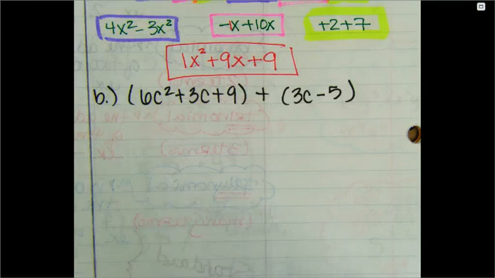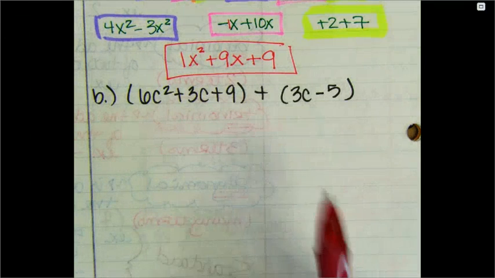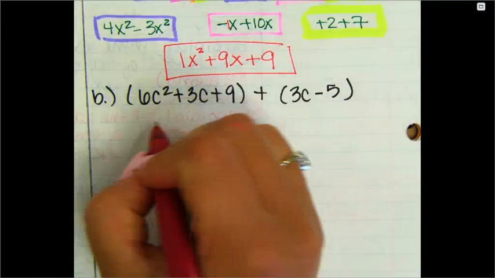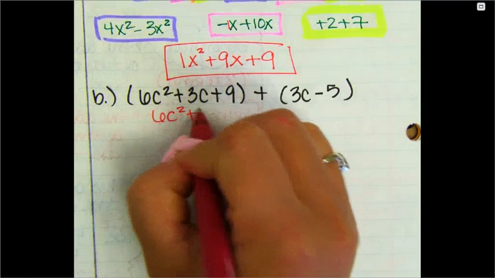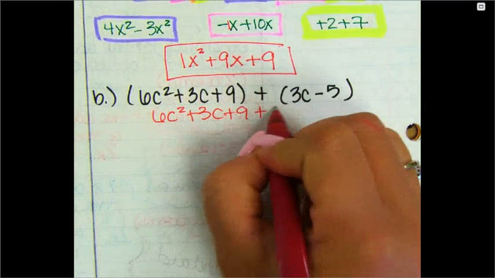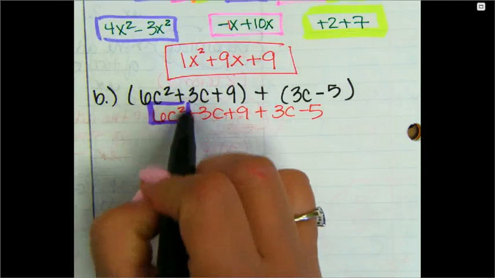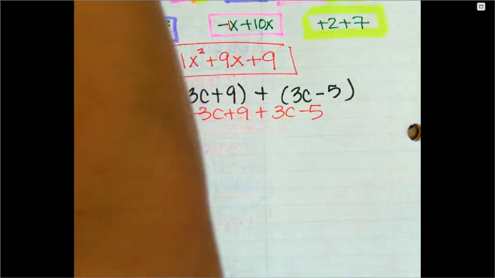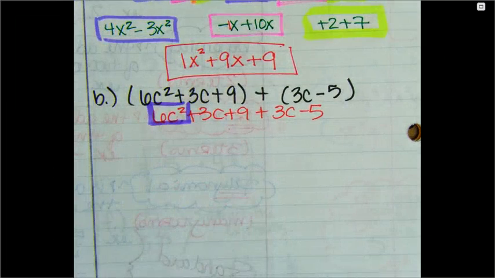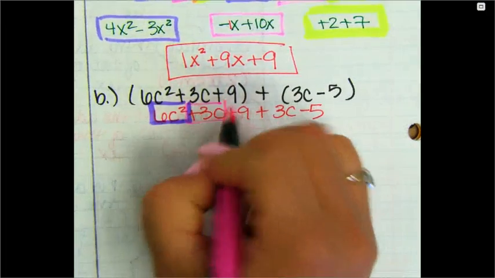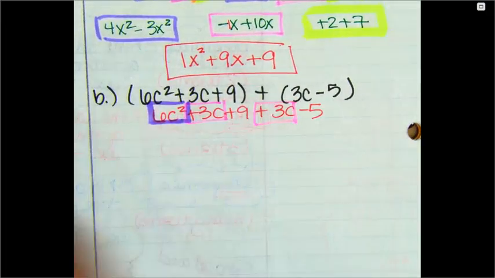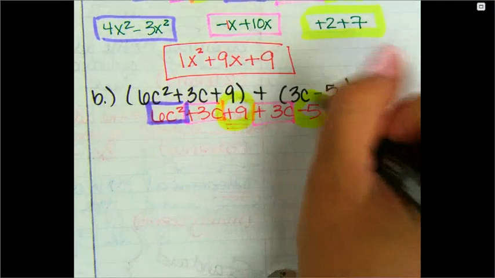Ready? You have addition. Can you ignore the parentheses? Yeah, so I'm just going to rewrite it. So 6c squared plus 3c plus 9, positive 3c and a negative 5. Okay. By box, 6c squared. What else? That's it. By box, positive 3c. Positive 3c. And lastly, your 9 and negative 5.